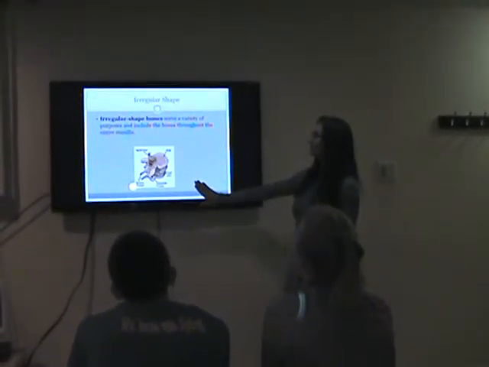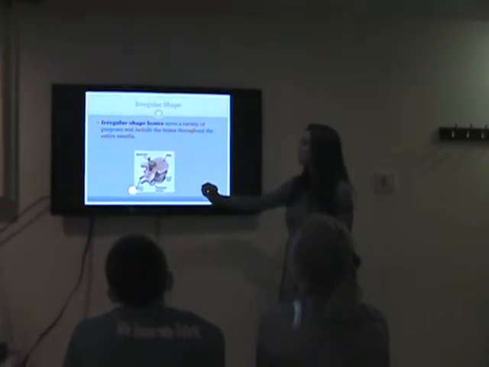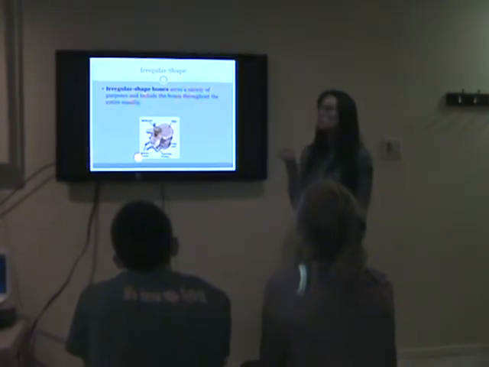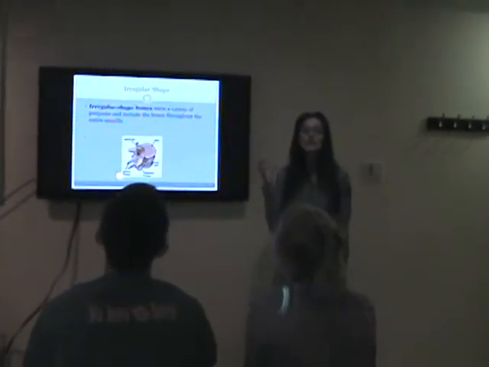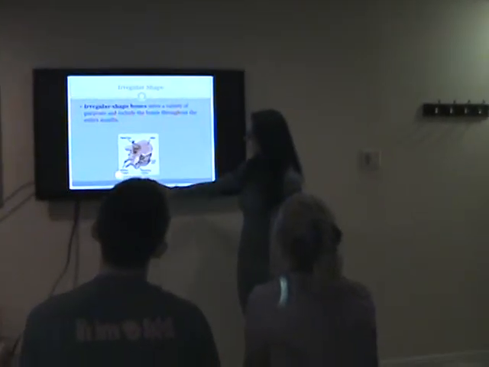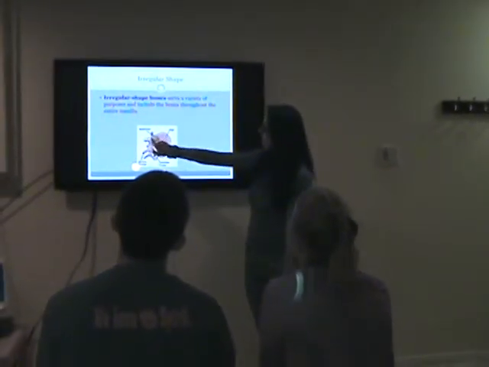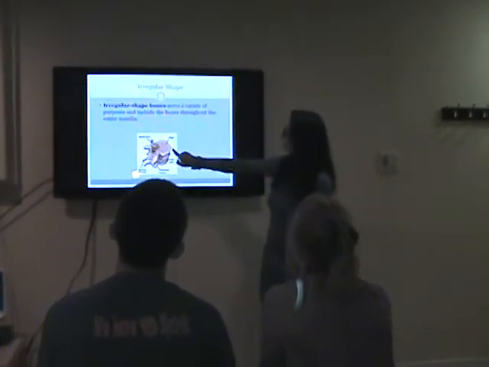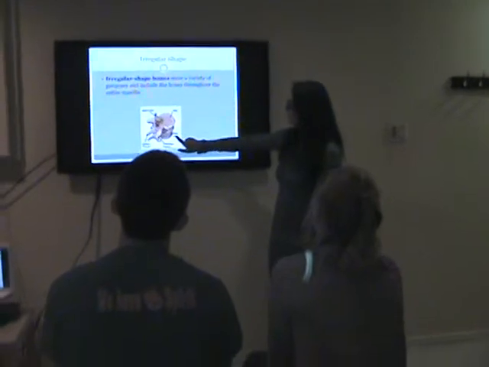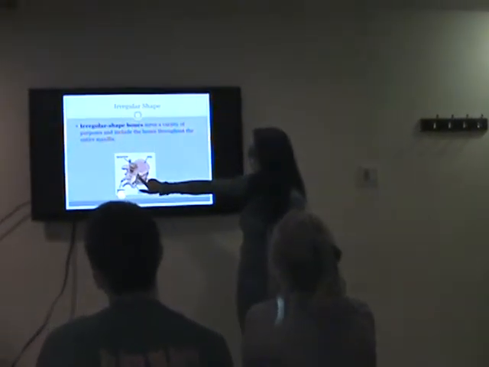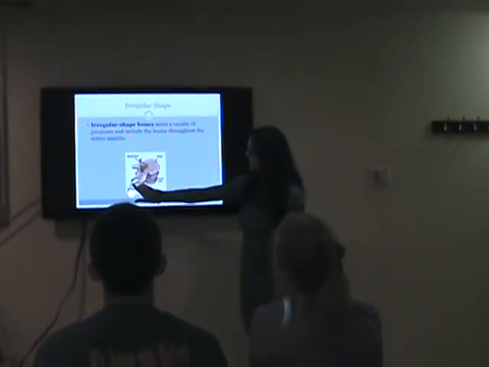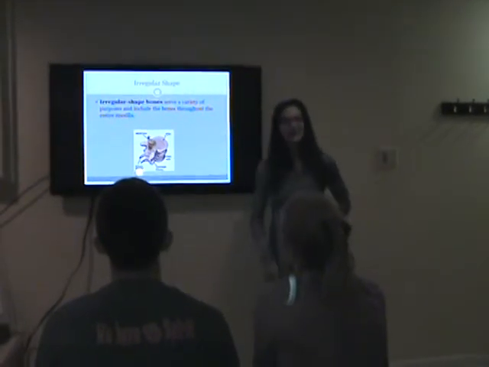And the next one now is the irregular bone. The irregular bones serve a varied purpose. They include the bones throughout the entire maxilla. And here is the spinal cord, and this shows the body of an irregularly shaped bone. This is the facet joint here, and the spinous process too, which is the back of the spine.